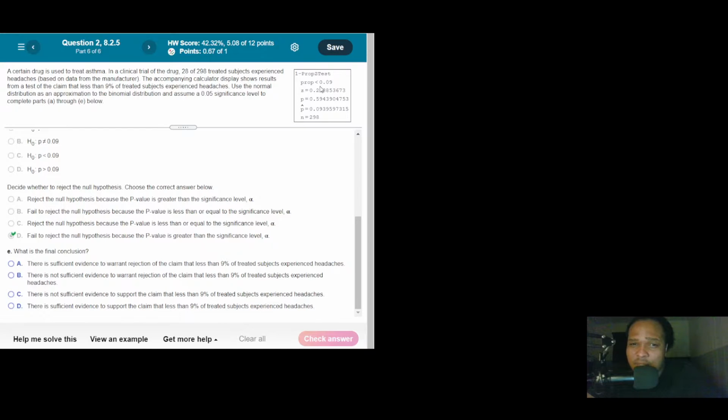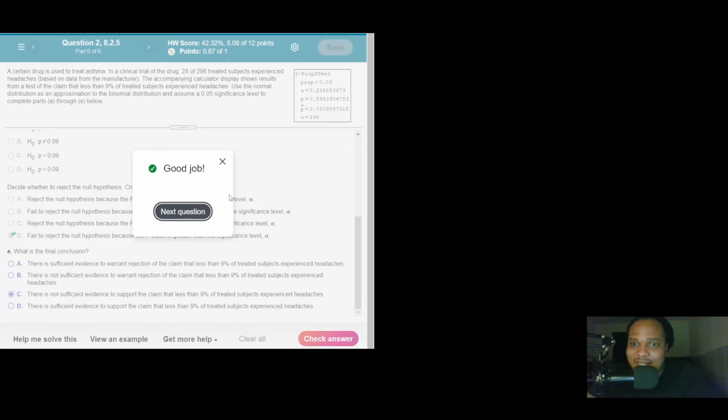This is a left tail test. We're failing to reject. Let's just keep it in mind. Usually the warrant rejection stuff came with two tail. Let's go ahead and choose C just for the heck of it. Watch, it's going to be B. It is C.